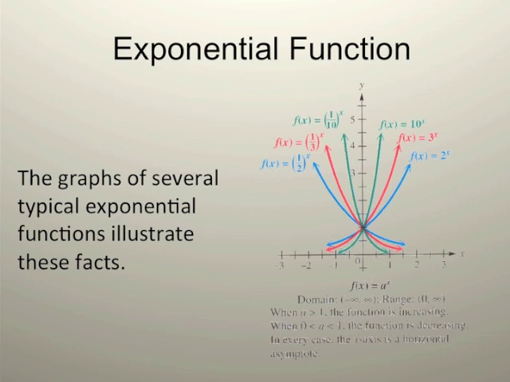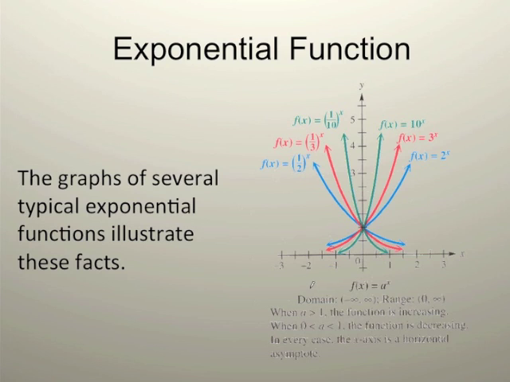Here we can take a look at the graphs of several different exponential functions. Here we have in blue f(x) = 2^x and (1/2)^x. In red, we have f(x) = 3^x and f(x) = (1/3)^x. Notice those are steeper than the ones with 2 and 1/2. And then f(x) = 10^x is even steeper. But the domain is still from negative infinity to infinity.